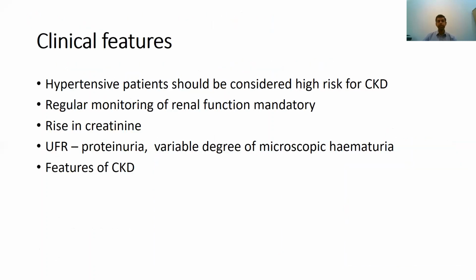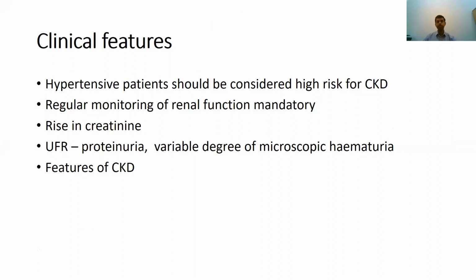Clinical features wise, you know how hypertension can present and how it can affect almost all body systems. It can affect the heart, the brain, the nervous system. Therefore, these patients should be considered high risk for developing CKD. And if you remember our discussion regarding CKD, it is a condition where you have to go looking for it. You have to monitor to identify CKD early.